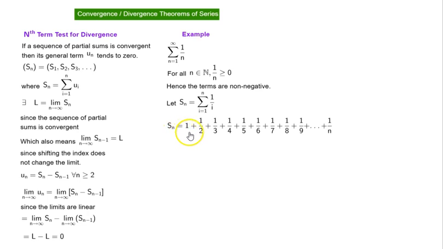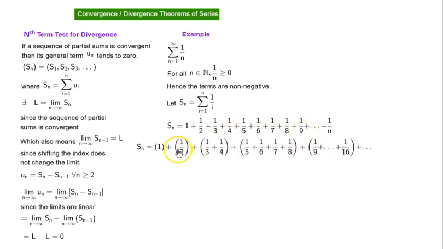So S sub n is equal to 1 plus 1 by 2 plus 1 by 3 plus 1 by 4 and so on up to 1 by n. So I have taken the nth term and I have included many more terms in the series. Here I am grouping it in a particular manner to do some estimation.